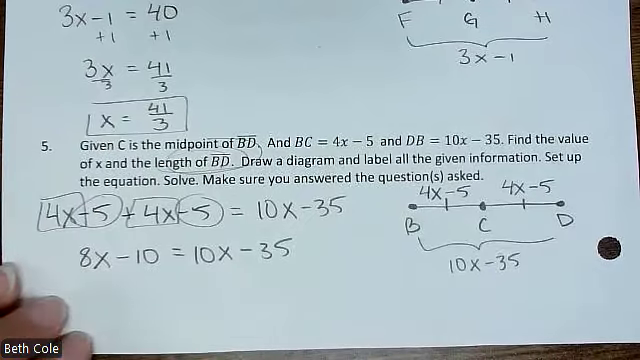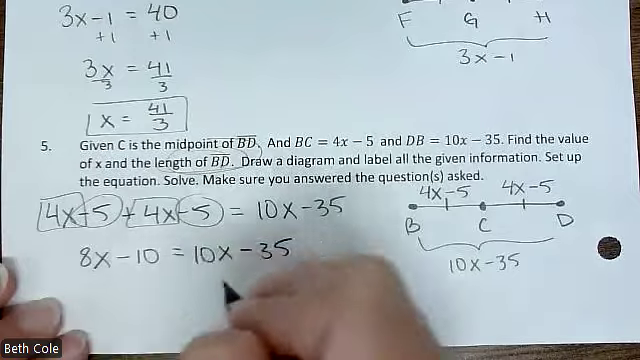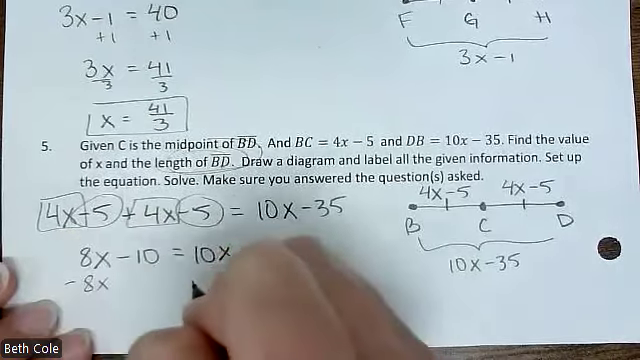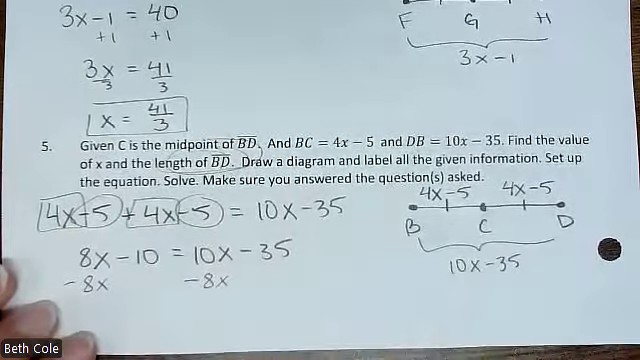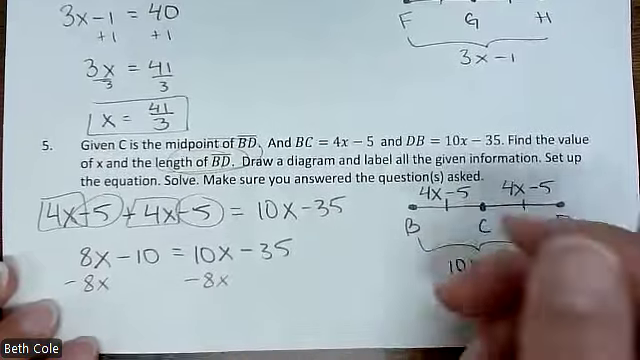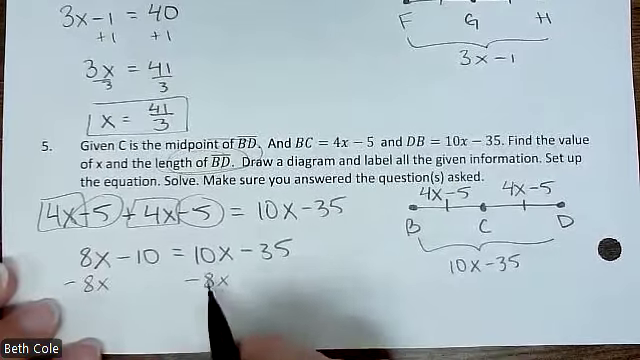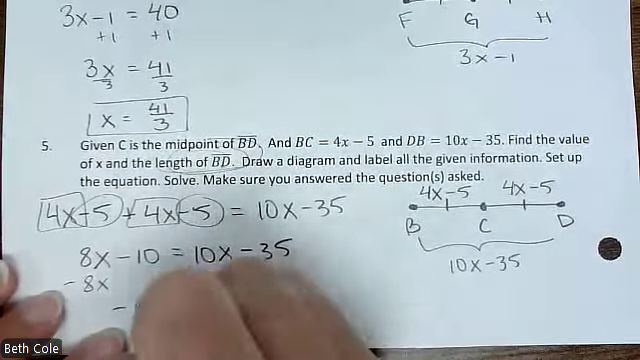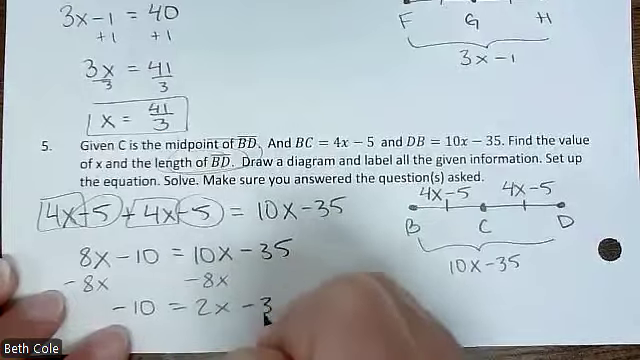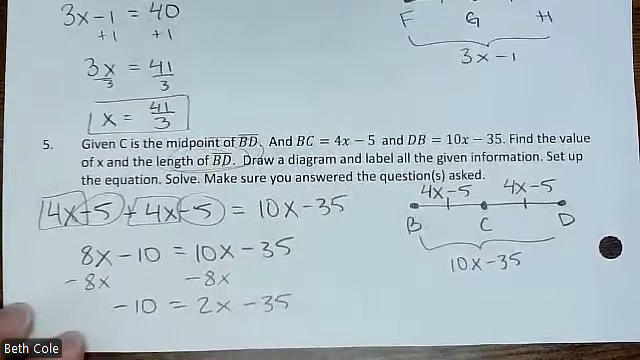All right, and then what? We're going to get all the x's together. It doesn't matter. If you wanted to take it the other way, that's fine. I just did it that way because you guys seemed like you wanted this to stay positive. This will be negative 10 equals 2x minus 35. If you subtracted the other way, you would get a negative 2. We're going to end up with the same answer.